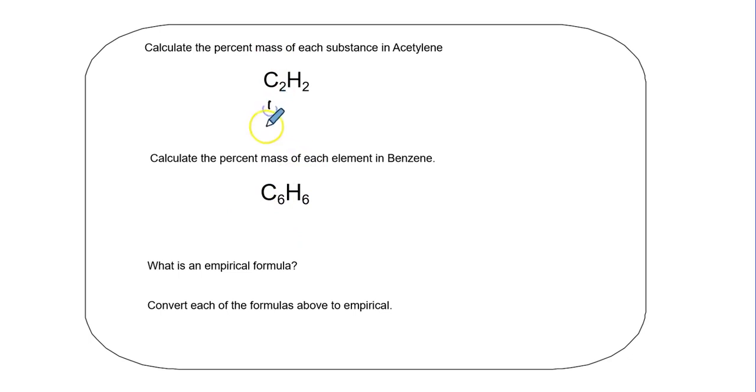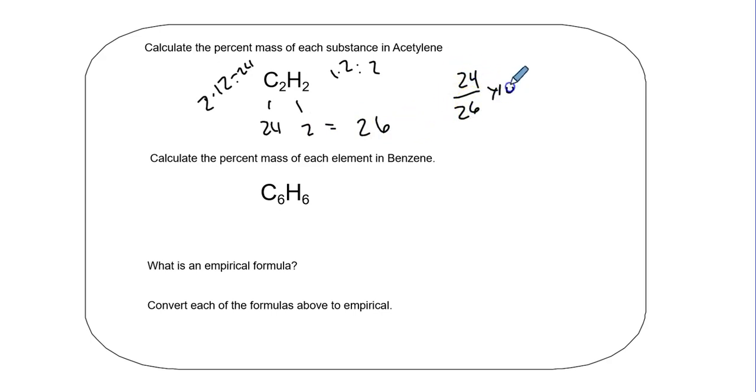Okay, so this is 12 times 2, 24. This is 1 times 2 is 2. 24 plus 2 is 26. Okay, 24 divided by 26 times 100. This thing is almost entirely carbon by mass. 24 divided by 26 is 92.3% carbon.